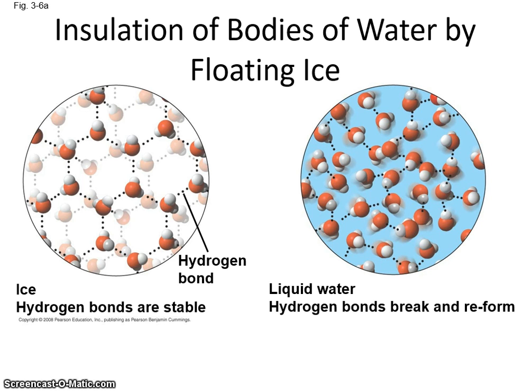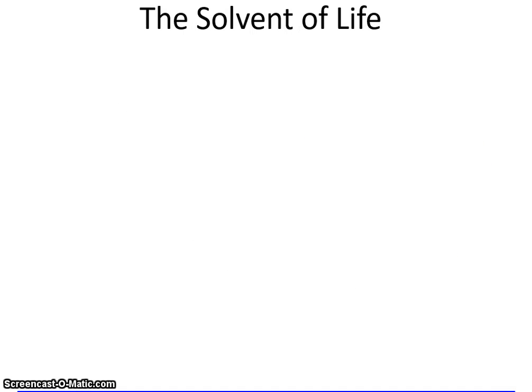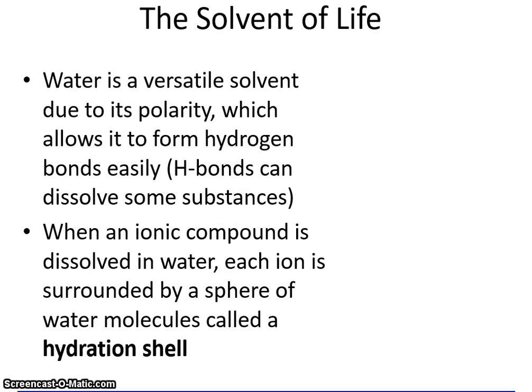Now, our fourth and final property of water is that water is a very versatile solvent. Now, what does that word actually mean? In a solution, we have the solvent, which is the substance that's doing the dissolving. Typically, we think of that as being water. And the solute is the substance that's getting dissolved. When the solute is dissolved in the solvent, it makes a solution.